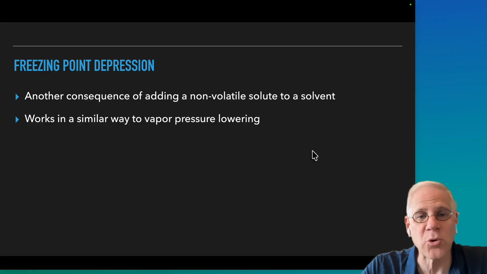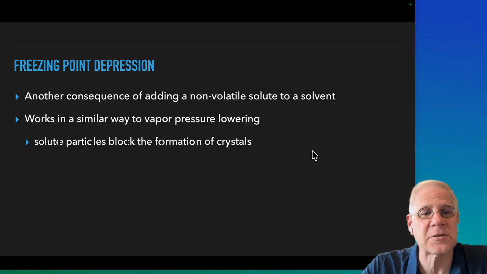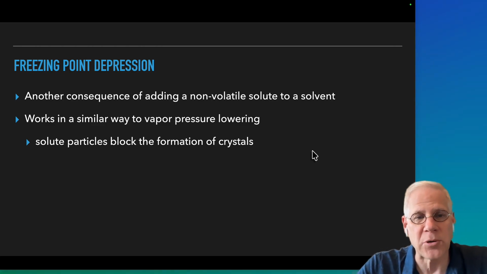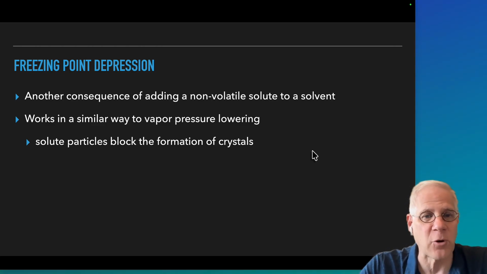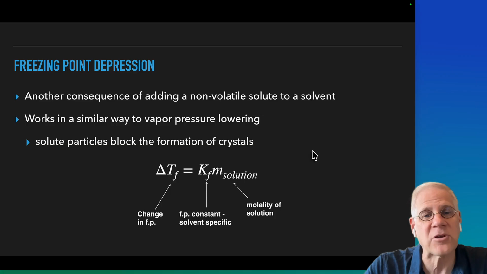It works in a very similar way to vapor pressure lowering. Remember, in vapor pressure lowering, you had molecules or ions or atoms getting in the way of things evaporating from the surface. For your freezing point depression, what you get is solute particles getting in the way of crystals forming for the liquid solvent to turn into a solid. And so you end up having to lower the temperature a little bit farther in order to drive that crystallization process a little bit harder.